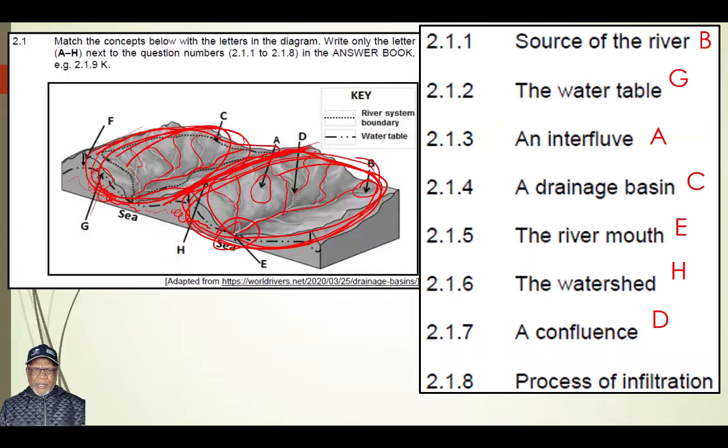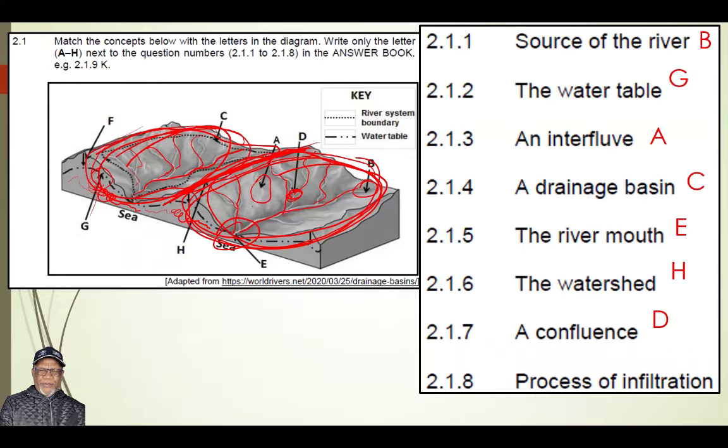Confluence is at number D. Where is our D? This is our D. So a confluence is where two streams join. It can be a mainstream and a tributary, or a tributary joining the mainstream. That point is called confluence. Or it can be where two tributaries are joining each other. So long as the streams are joining, that point is called a confluence.